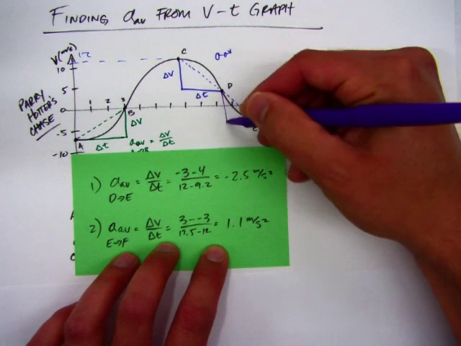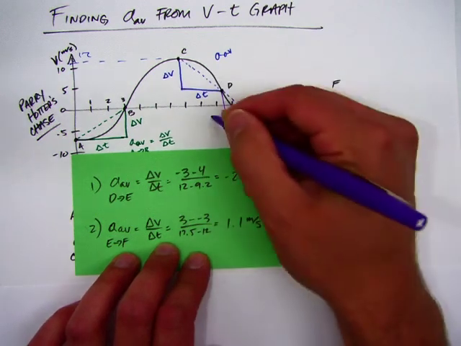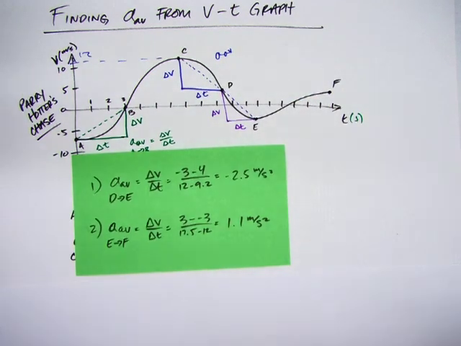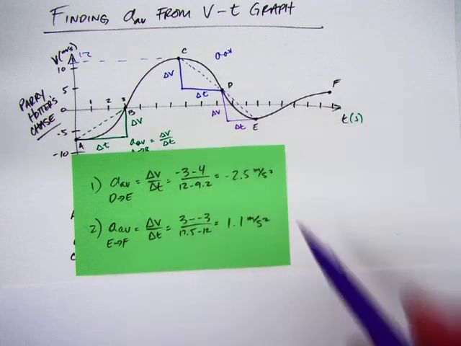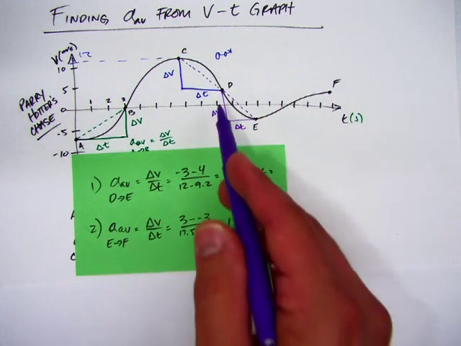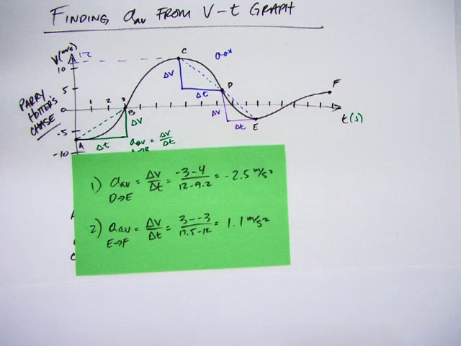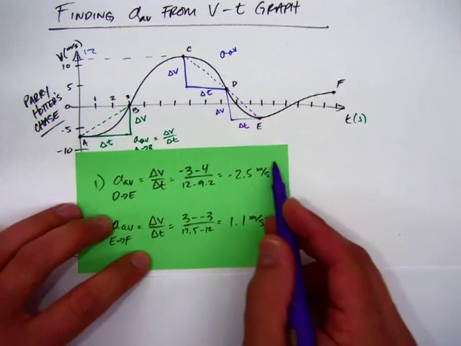And my rise and my run, my delta V, my delta T, should be: I end at -3, I started at about 4, from 9.2 to 12 seconds, or thereabout. You should approximate these. If they're not exact, my scale, it's not graph paper, it's not the best scale, so you should approximate the best you can. It's a negative 2.5 meters per second.